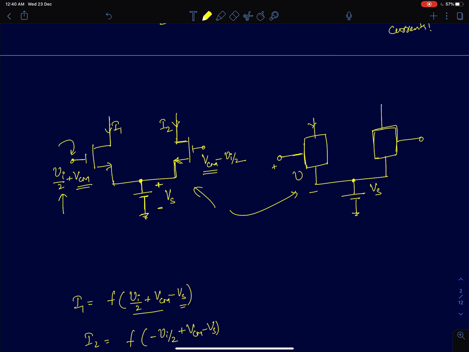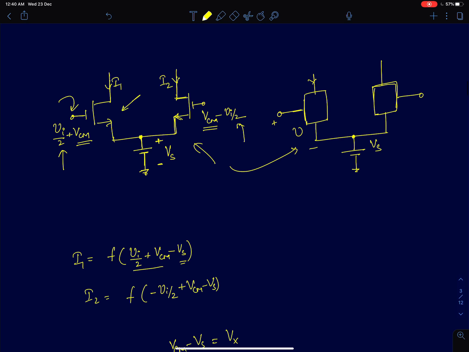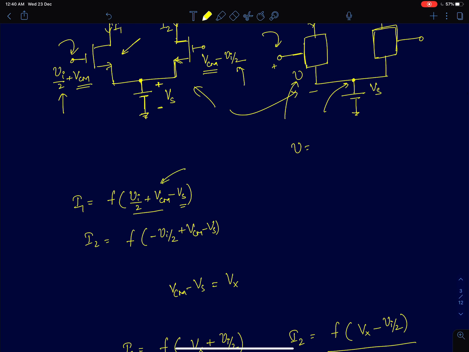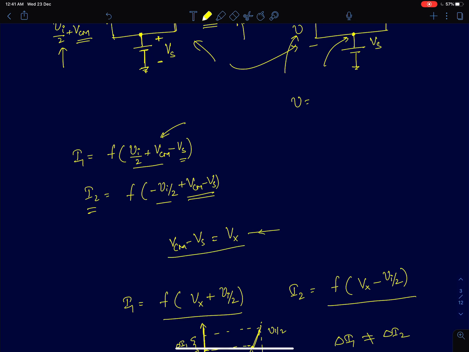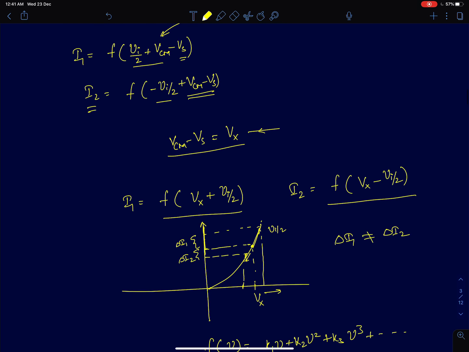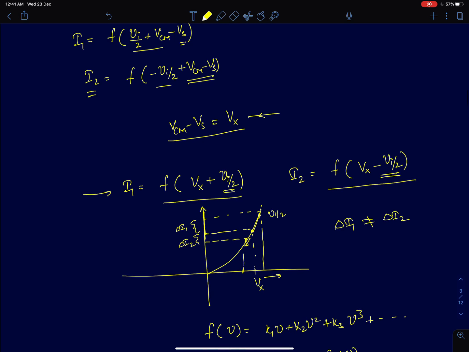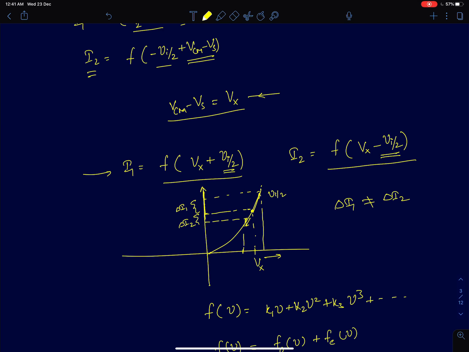So the current I1 flowing in this device is simply given by f of the voltage across this device. V here is simply the gate voltage minus the source voltage, the voltage at this point minus the voltage at this point. Which is what I've written here: Vi by 2 plus VCM minus Vs, and I2 is minus Vi by 2 plus VCM minus Vs. And I'm going to call this VCM minus Vs, the bias voltage, Vx. Then I can express I1 and I2 as f of Vx plus Vi by 2 and f of Vx minus Vi by 2. Now one thing we need to understand is that f of x is a nonlinear characteristic.